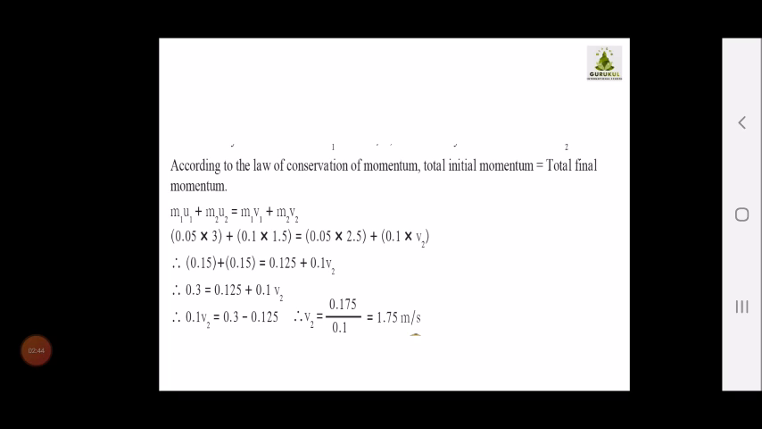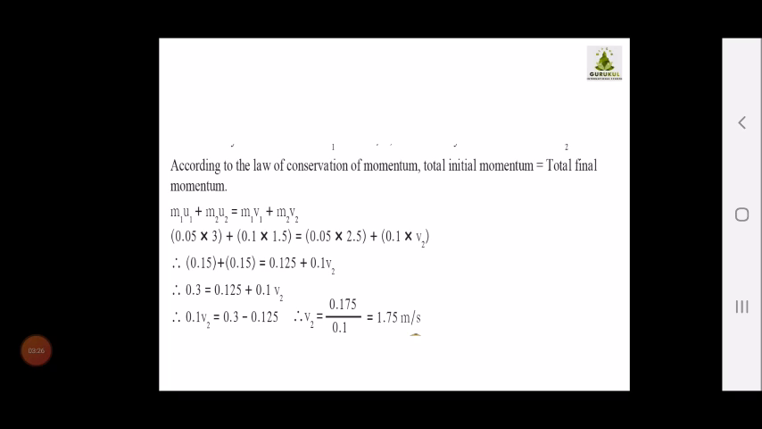Now I have written the formula. Now I am going to insert the values. 0.05 into 3 plus 0.1 into 1.5 is equal to 0.05 into 2.5 plus 0.1 into v2. Now v2 is unknown, so we have written it as it is. Then 0.05 into 3, I am getting the answer 0.15. 0.1 into 1.5, I am getting the answer again 0.15, is equal to 0.05 into 2.5, my answer is 0.125, plus 0.1 v2.